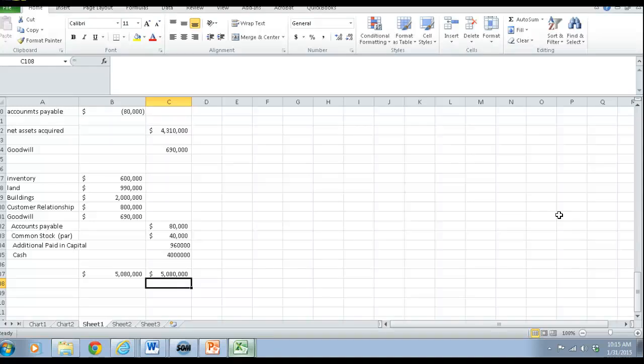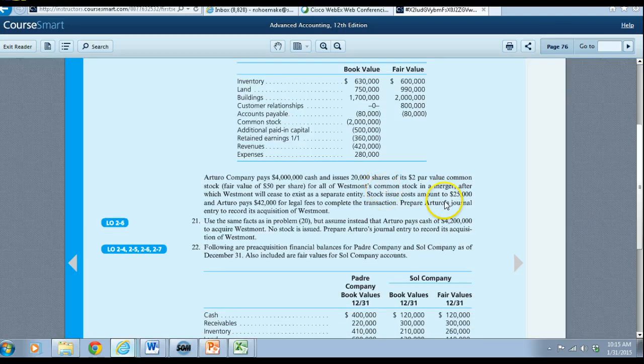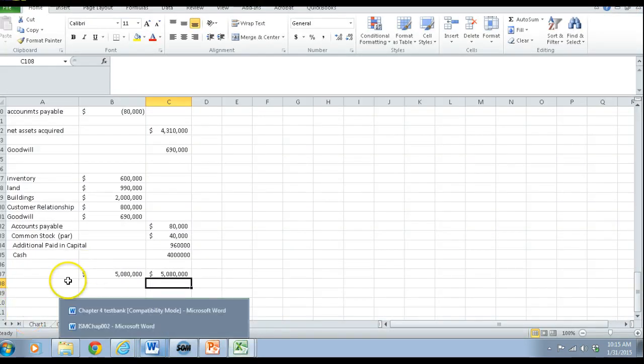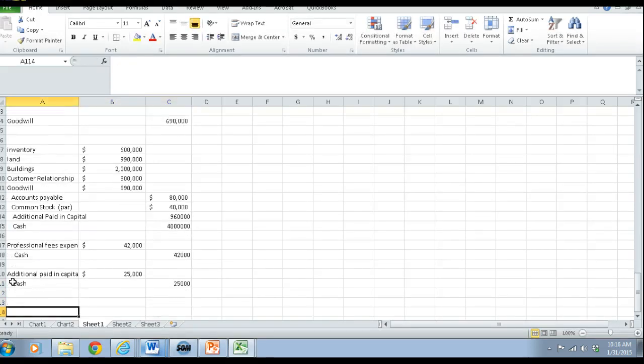Okay. Now, the other piece we need to show relates to the costs. It told us stock issuance costs were $25,000 and Arturo pays $42,000 for legal fees. So technically, we need to also show the journal entry to show professional fees expense of 42. We need to show cash for that of 42. But then the stock issuance costs get offset in additional paid in capital of 25,000 and cash of 25,000. Remember, those aren't an expense. They go against the equity account. Right. That makes sense?